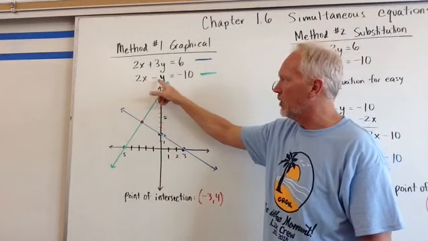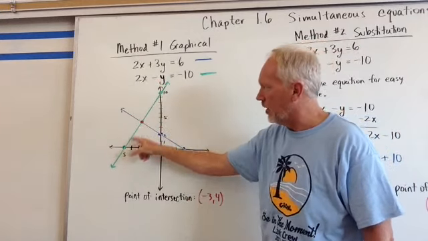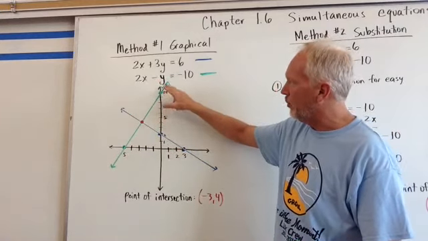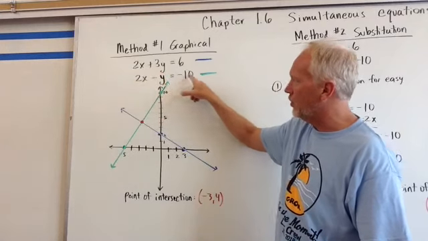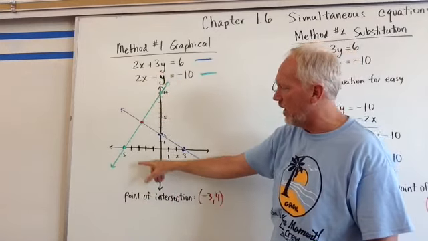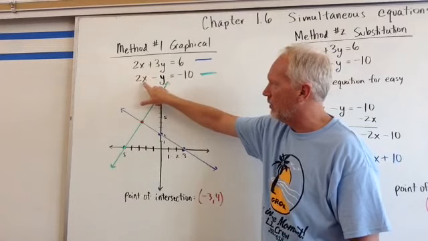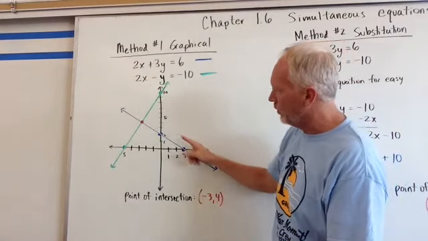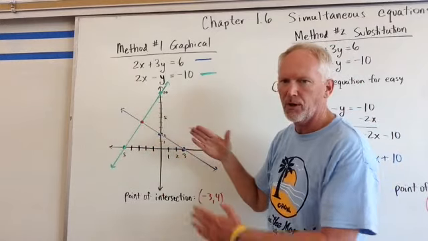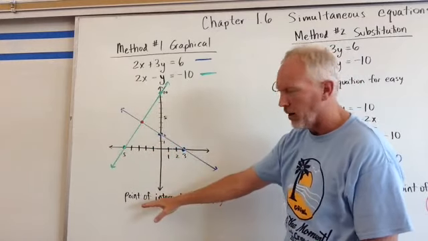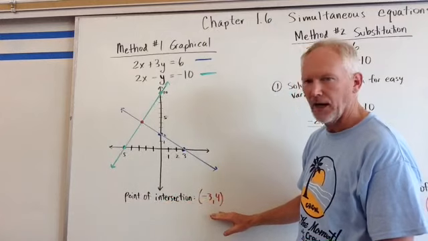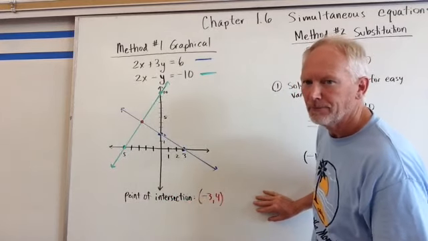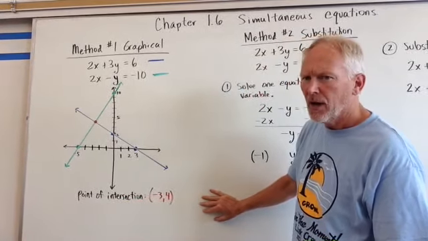Then the next one is 2x minus y. This is this green line here. If I cover x and I solve for y, I get a positive 10. If I cover this and solve for x, the other intercept would be at 5. And we notice when we draw, we're looking for the place of intersection. We found that point of intersection as negative 3, 4. All right, so that's one way to do it.